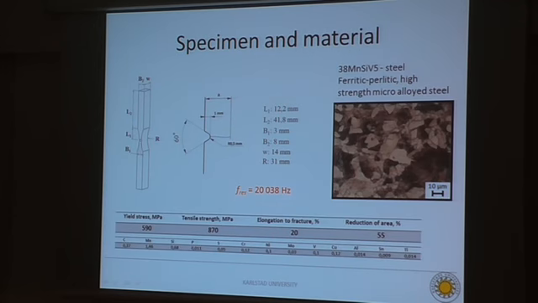The material used for the experiment presented in this paper is a ferritic high-strength microalloy steel with a yield strength of 590 and tensile strength of 870 megapascal. The chemical composition is shown here. It's only one experiment that is presented in this paper, just so we can see the results. This paper is mainly about the modeling and not about the experimental work.